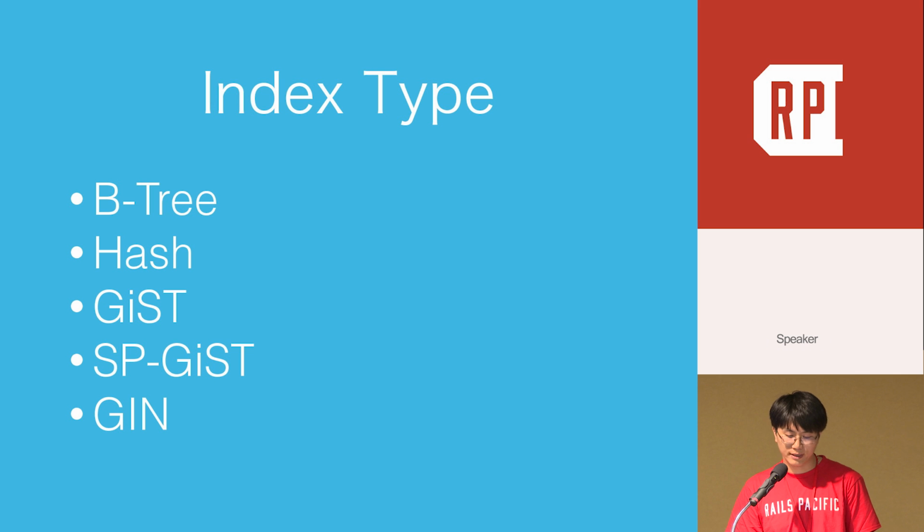B+tree is the most widely used in almost all databases. Hash is another type which is supported by PostgreSQL and MySQL. Besides that, there are still other types such as GiST, SP-GiST, and GIN. Today, I will talk about B+tree only.